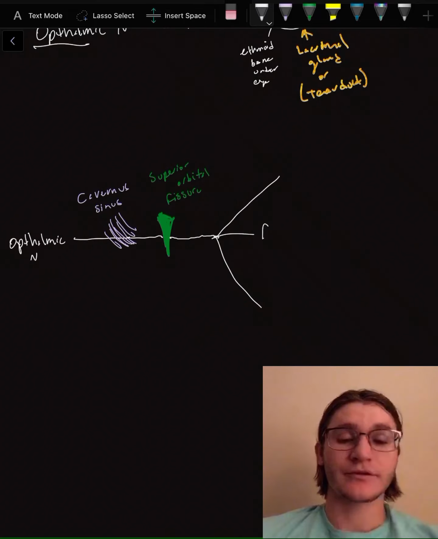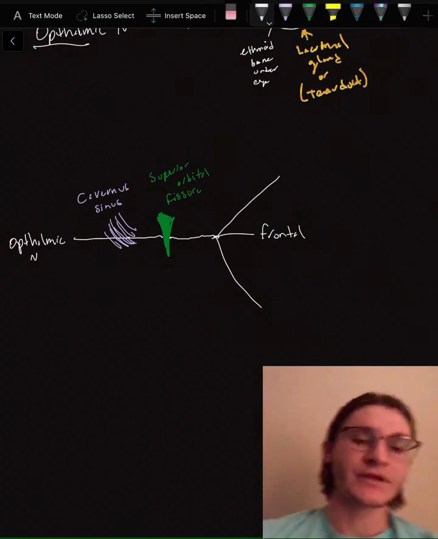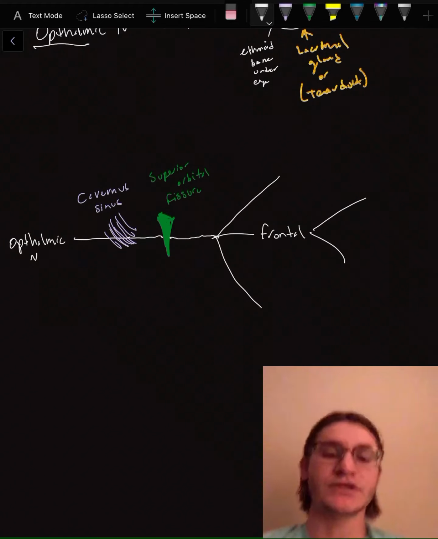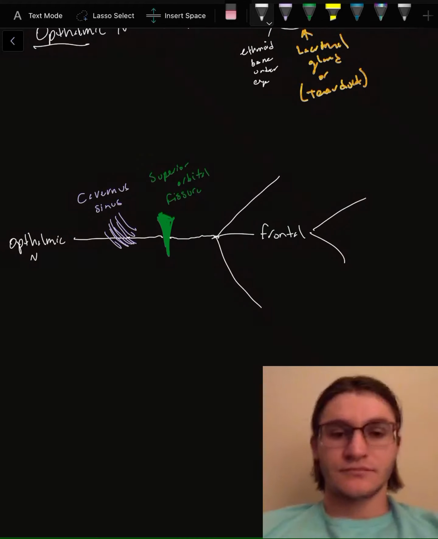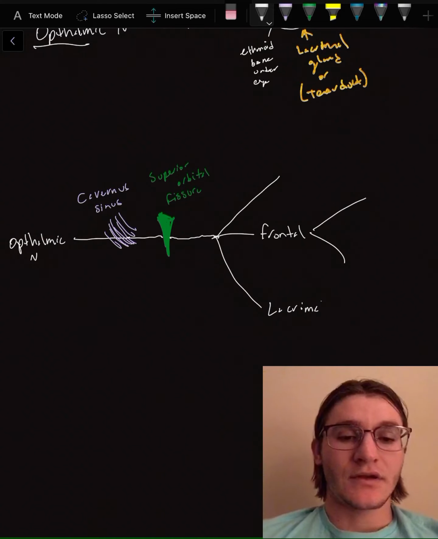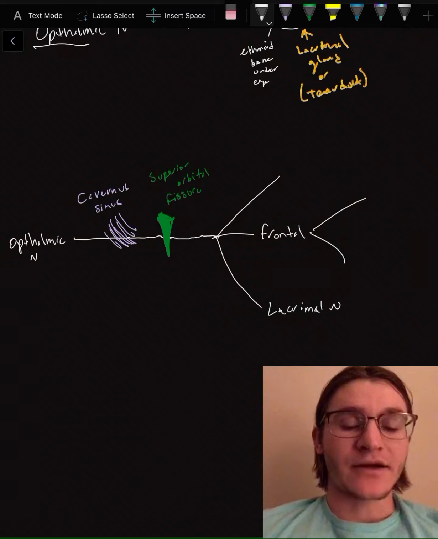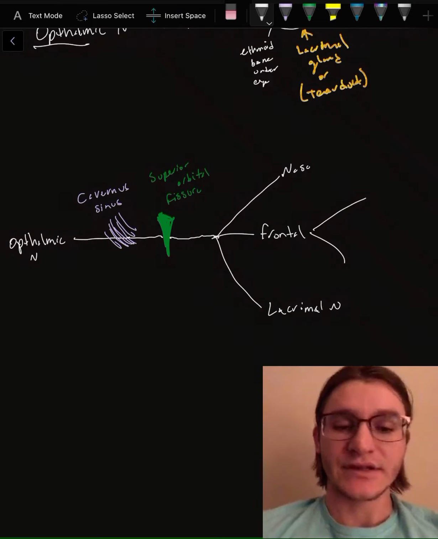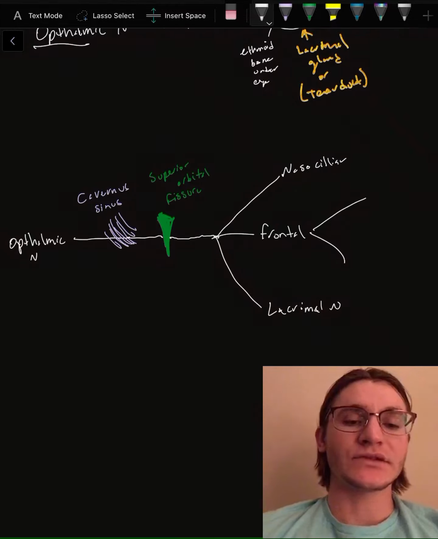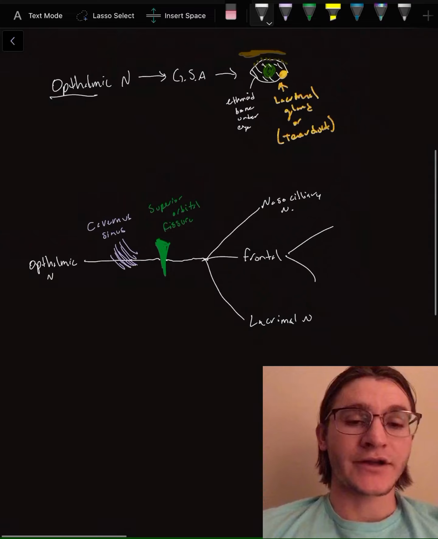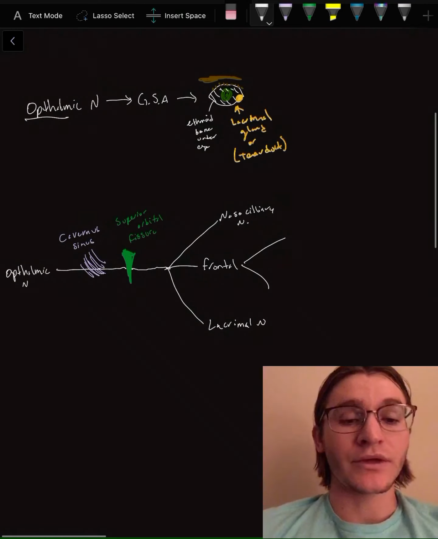The frontal nerve, you could think of as supplying not just the eye, but the frontalis muscle, which is like your forehead muscle. The frontal nerve is going to split into two, which we'll talk about in a bit. The lacrimal nerve is going to go to our lacrimal gland, which I told you is like the tear duct. And then we have the nasociliary nerve, which has a few different branches, and that's going to primarily deal with the eye.